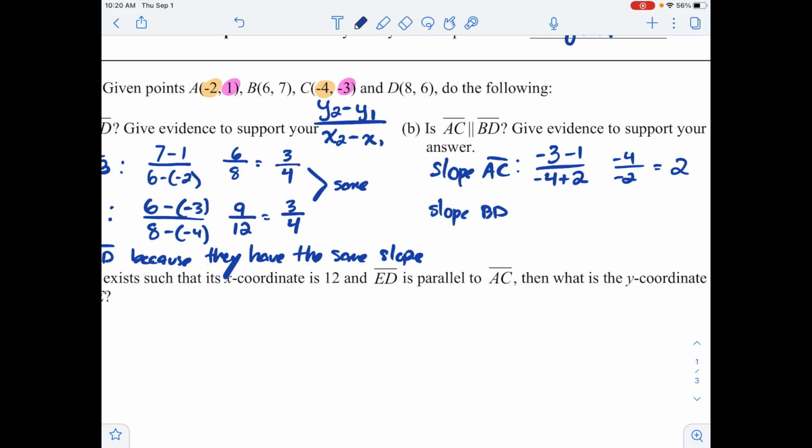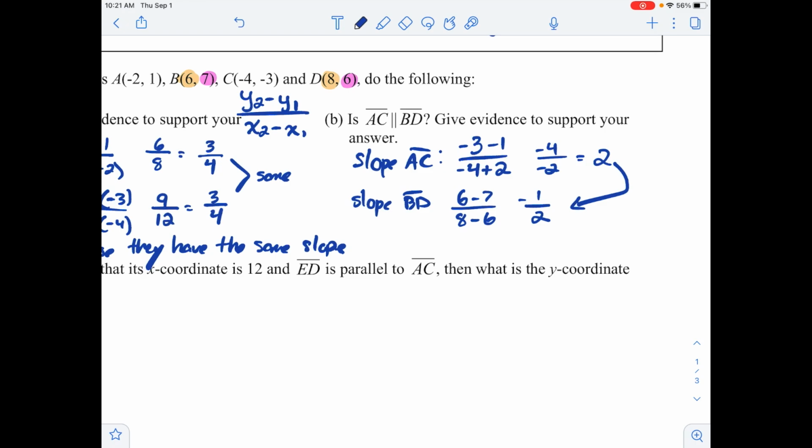Slope of BD. So here's my x's. Here's my y's. Y2 minus y1 over x2 minus x1. So that's going to be -1 over 2. So I'm looking at the slopes, and I'm seeing one is a slope of 2, one is a slope of -1/2. So they're not equal, so they're not parallel. I'm going to say no, AC is not parallel to BD.